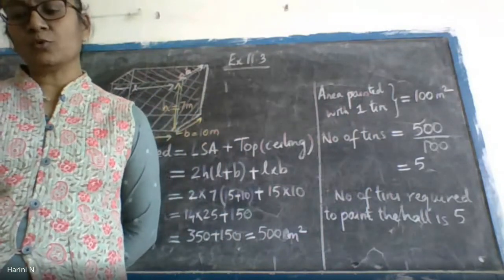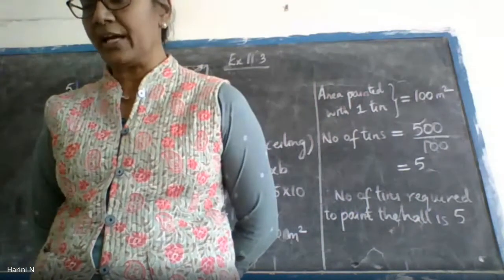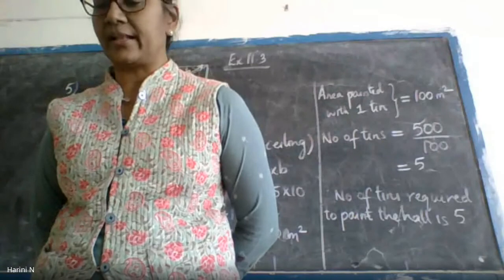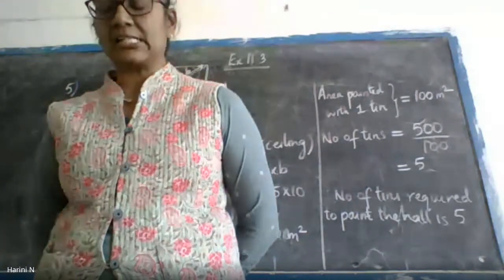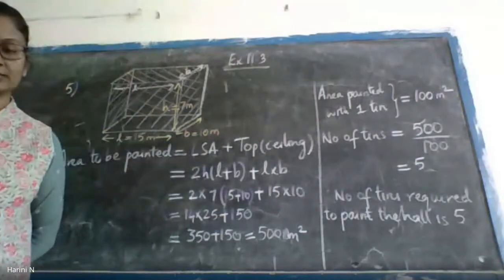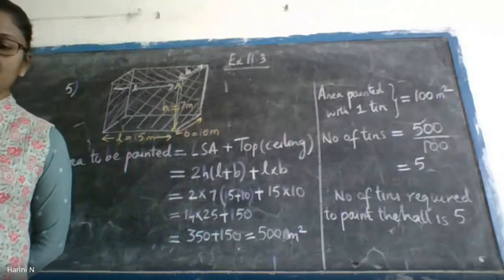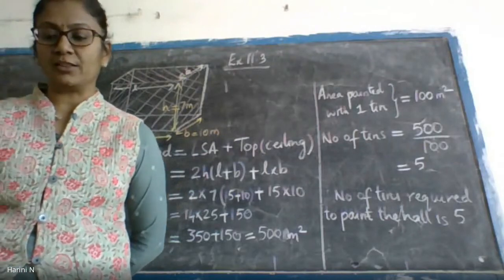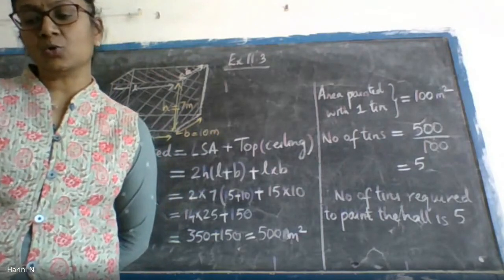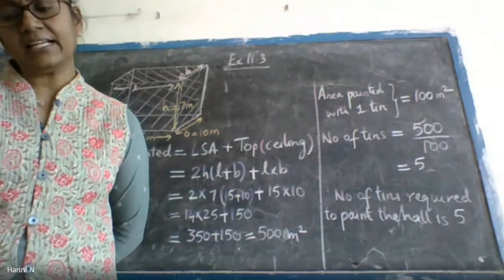Describe how the two figures on the right are alike and how they are different. Which box has larger lateral surface area? So which are the two boxes given? One is a cylindrical box, the other one is a cubical box. Can you see? A cylinder and a cube is drawn there. Now they are asking you to find out how they are alike.